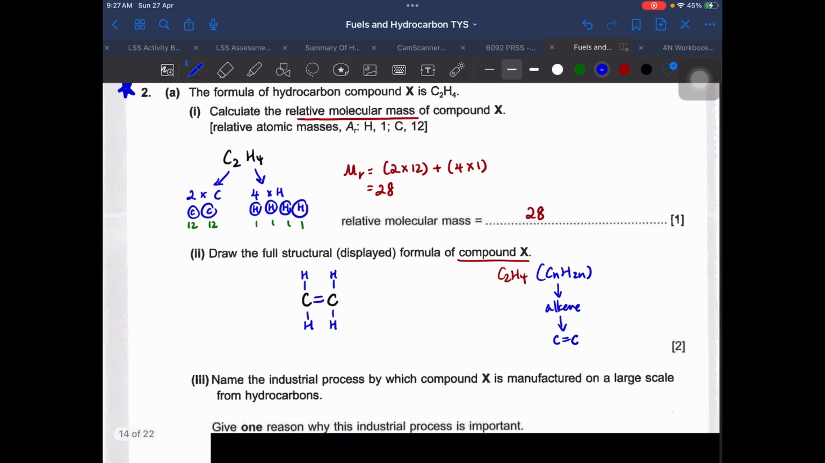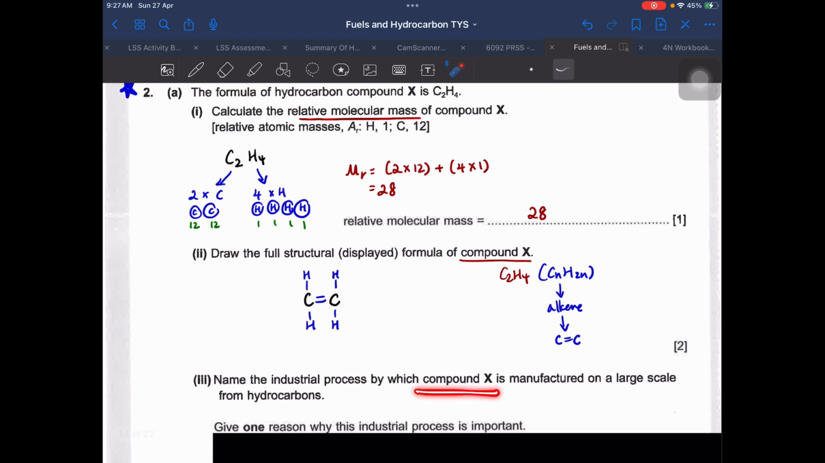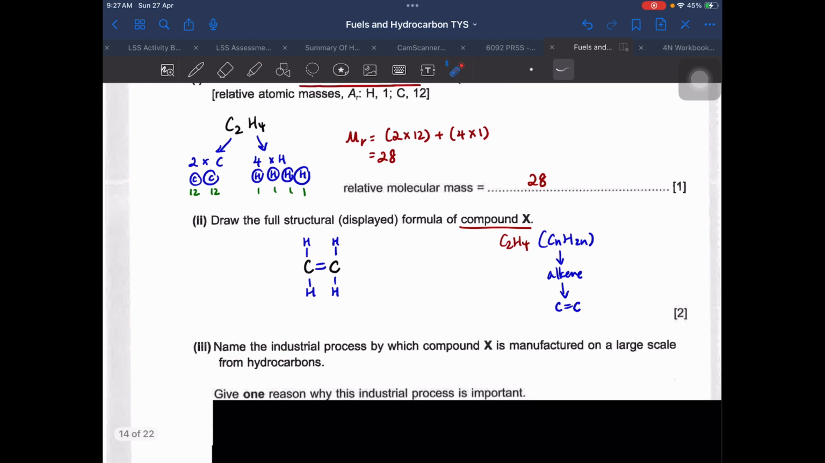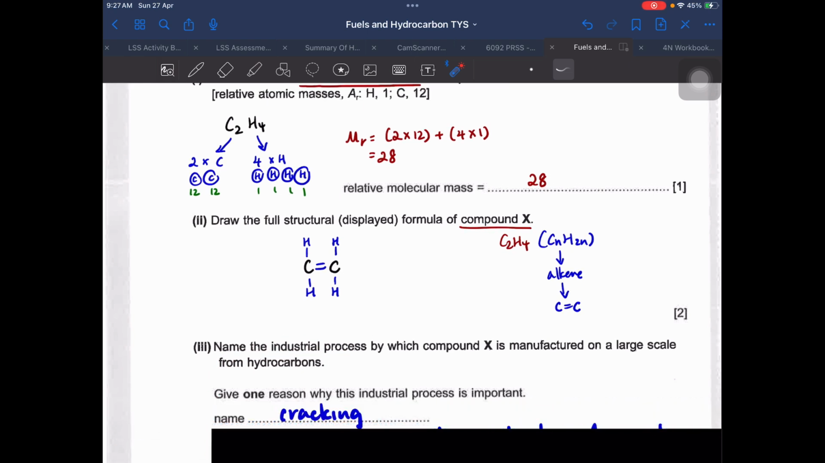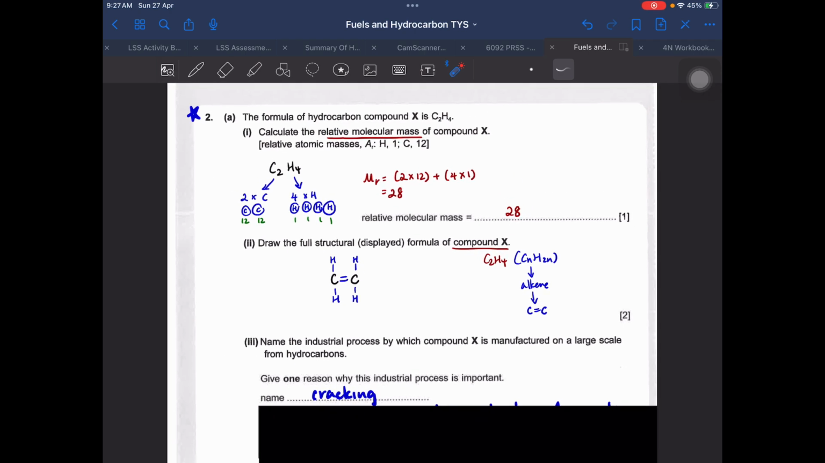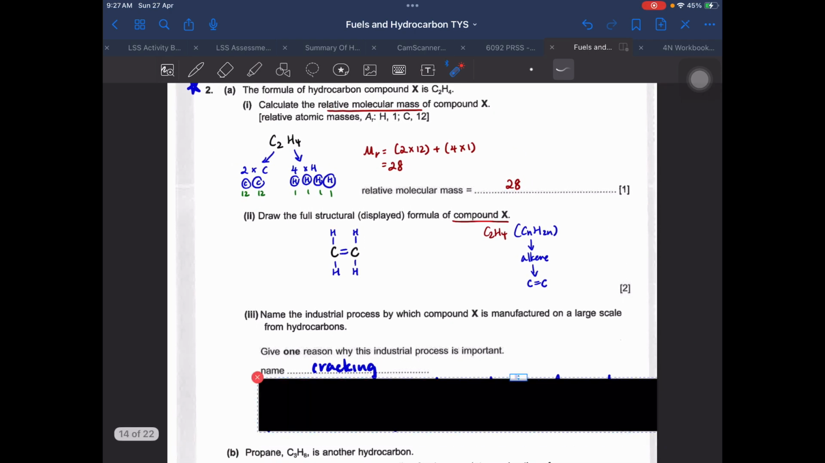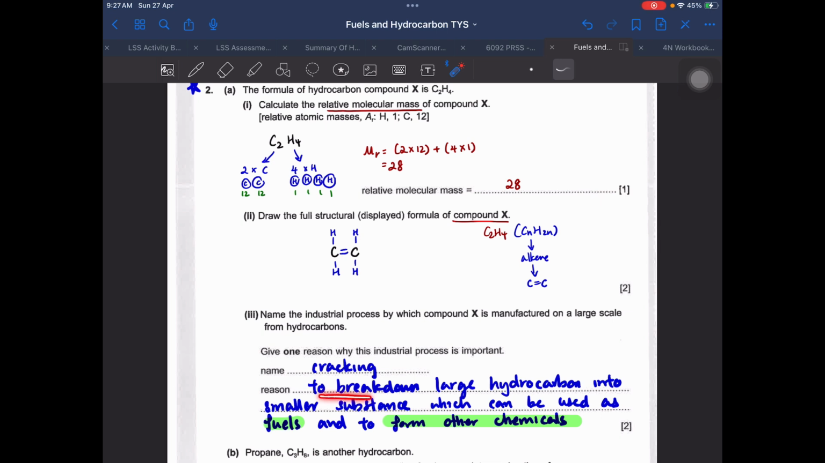Okay? So next is the process by which compound X is manufactured on a large scale from hydrocarbons, and give one reason why the industrial process is important. So compound X is a small chemical, C2H4. How do we make it from other chemicals? That is once again our cracking process. Right, so cracking is the one that allows you to obtain all the small compounds. Why is this important? It's because cracking allows us to break down large molecules into smaller ones, which can then be used as fuels, to give us energy, or to form other chemicals. So this is always the important part about why cracking is important.